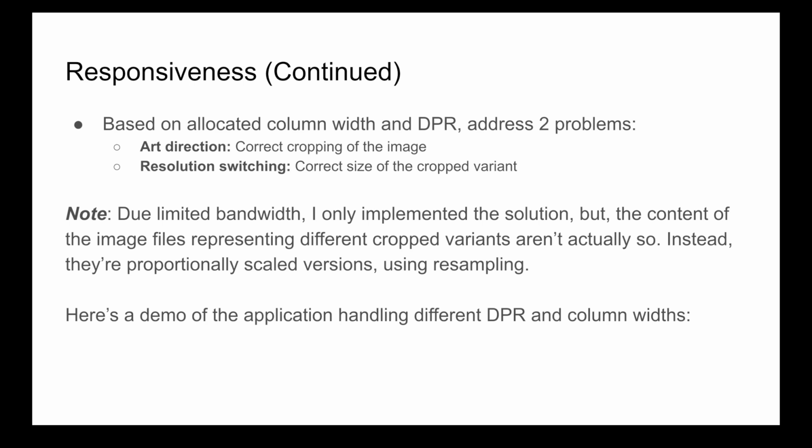An important note: in the case of this project, due to my limited capacity, I didn't actually construct different cropped versions of the original images. Instead, 2 versions that are intended for the same DPR but different sizes are just different proportionally scaled versions of each other. Notwithstanding, the code fully implements a solution to address both the art direction and resolution switching problems. Let's see how that looks in the application.